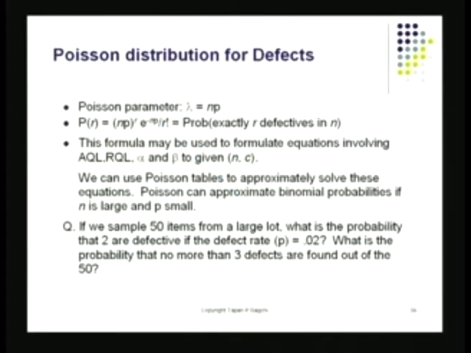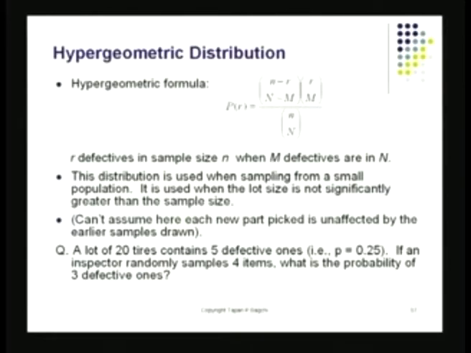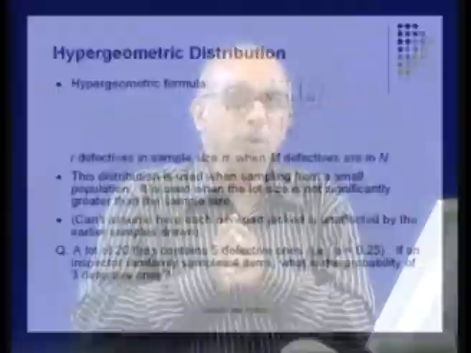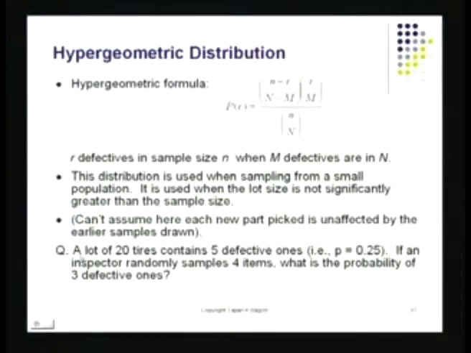Let's take a look at whether to use the Poisson distribution or some other distribution. If lot size is large, use the binomial distribution or the Poisson distribution. If lot size is small, use the hypergeometric distribution. And let's try to do a small problem. Let's try to work out a very, very small problem. Pretty simple problem there. You see the problem that is indicated right at the bottom? A lot of 20 tires containing 5 defective items.